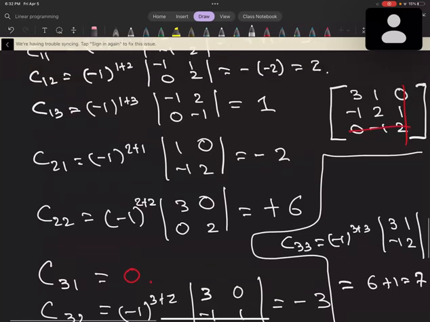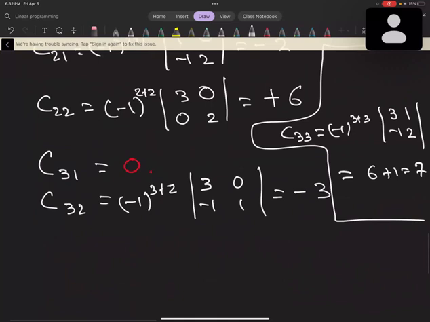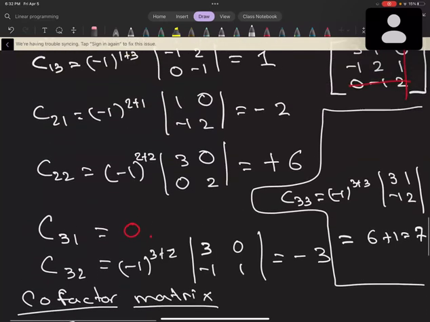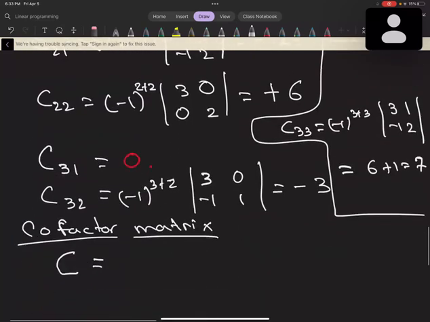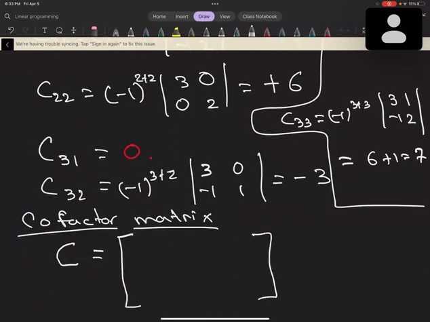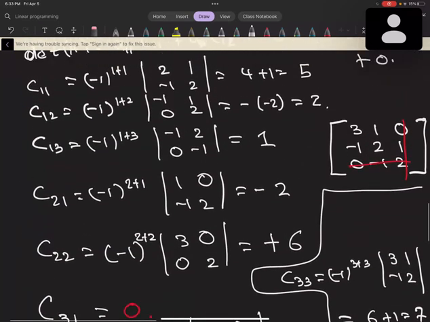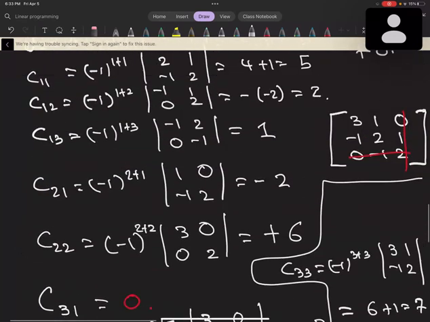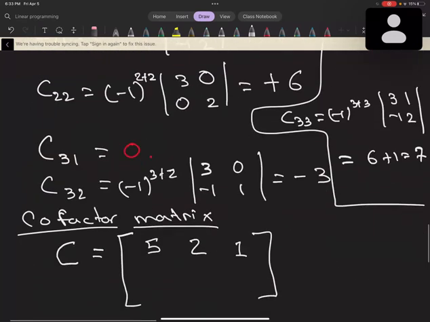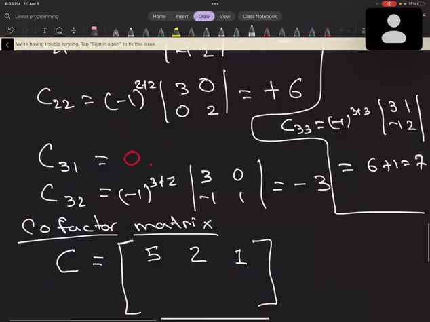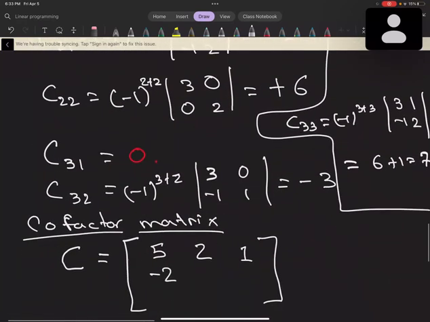Okay. Finally. So what is my C? My C is called my cofactor matrix. Cofactor matrix. Okay. So my cofactor matrix is C11, C12, C13. So C11 is 5. C12 is 2. C13 is 1. C21 is minus 2. C22 is 6.